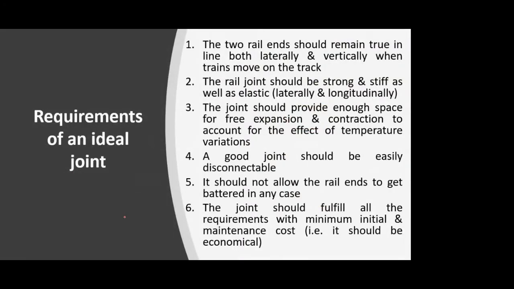So as we have seen before, if we go into the details of an ideal joint, how it should be: the two ends of the rail it is joining should be kept laterally and vertically stable even when the train moves on the track.